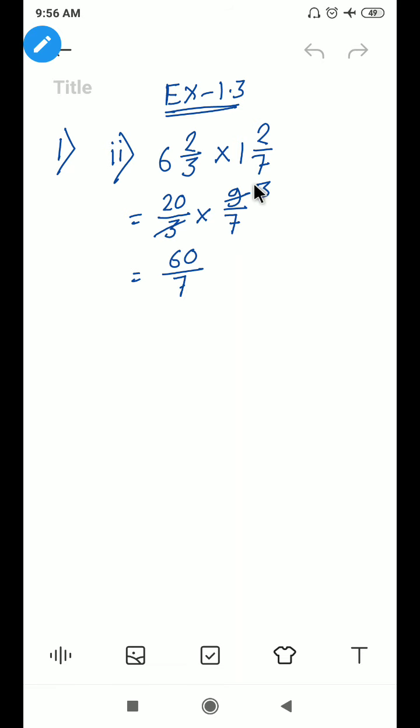Multiply numerator into numerator and denominator into denominator. And whenever you multiply something, firstly multiply their signs. This fractional number's sign is given plus, and this fractional number's sign is given plus. So plus into plus, it will be plus. Now convert this improper fraction again to a mixed fraction. So how to convert? 60 divided by 7: 7 eights are 56, remainder 4. So 8 whole 4 by 7 happens. Clear? Now go to the next problem.